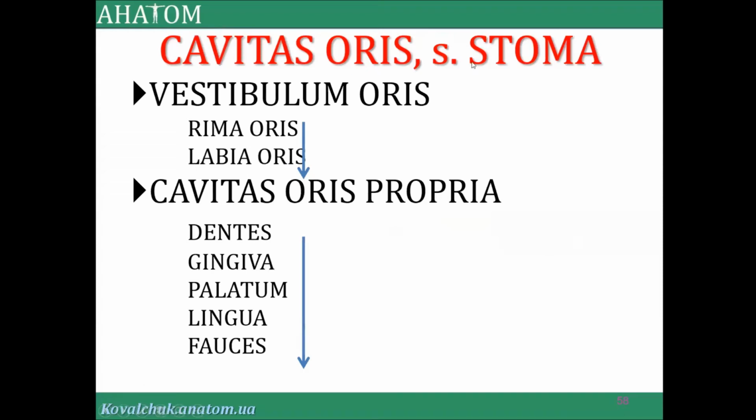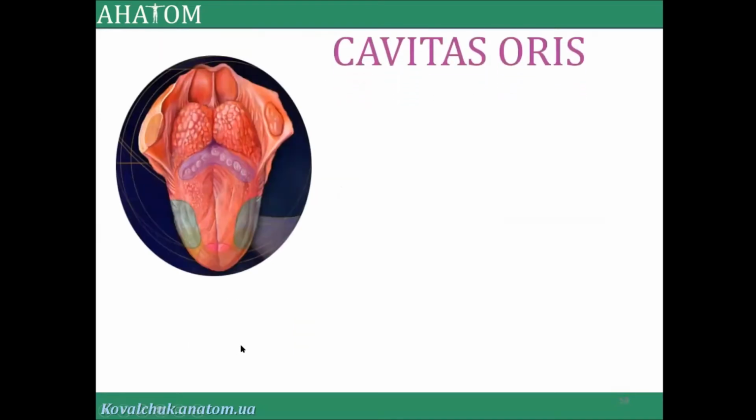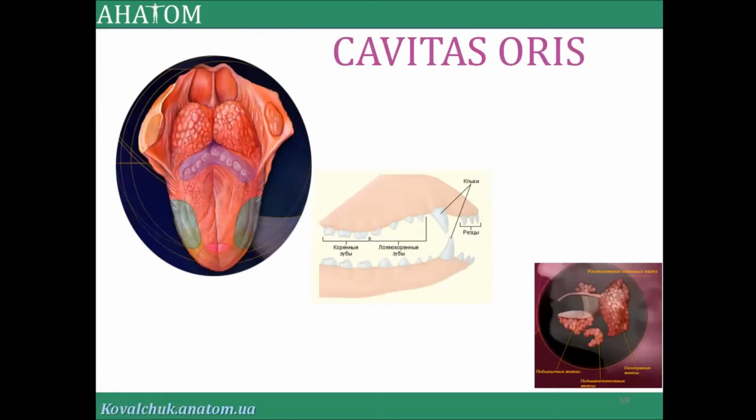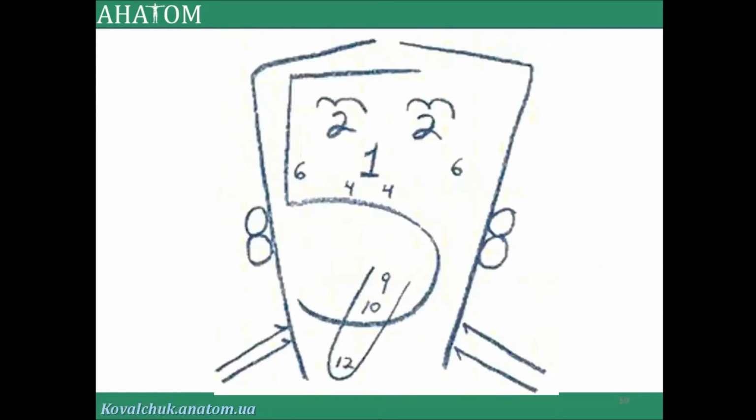Oral cavity, stoma in the Greek language: vestibulum oris and oral cavity proper, rima oris, and lips. The oral cavity proper is a cavity where present dentes, gingiva, palatum, lingua, and fauces. Oral cavity with tongue, teeth, and the opening of the salivary glands.